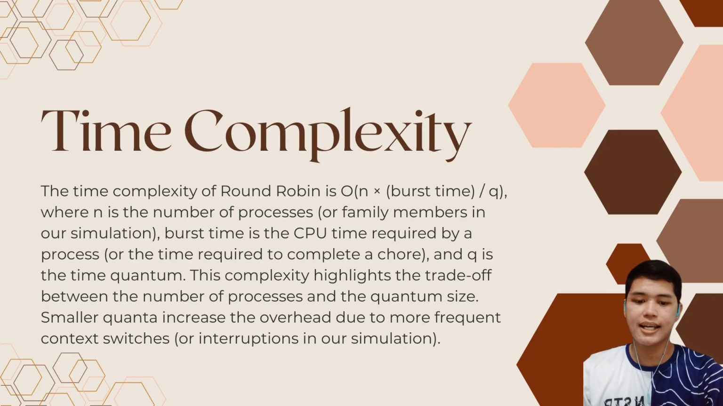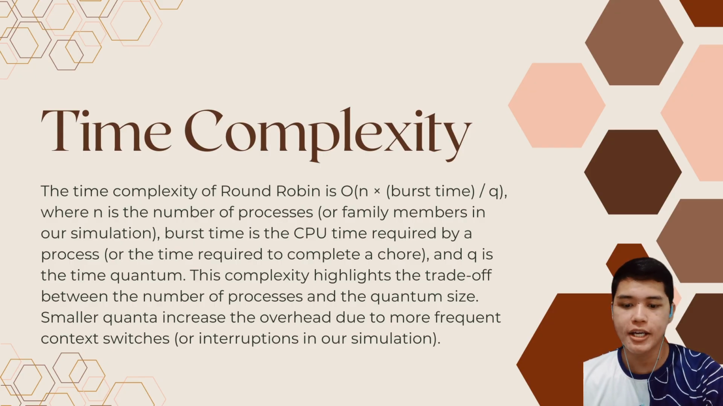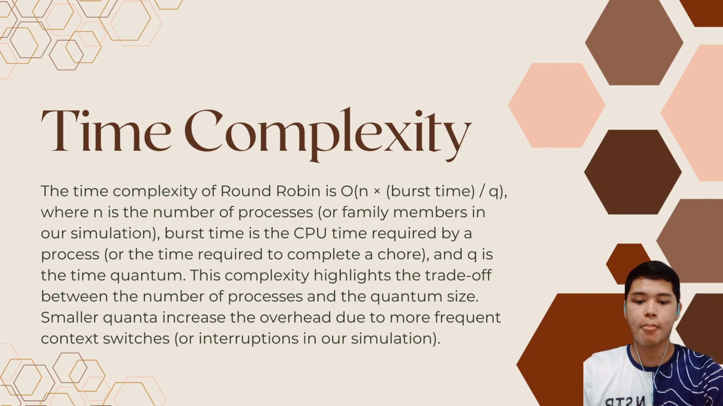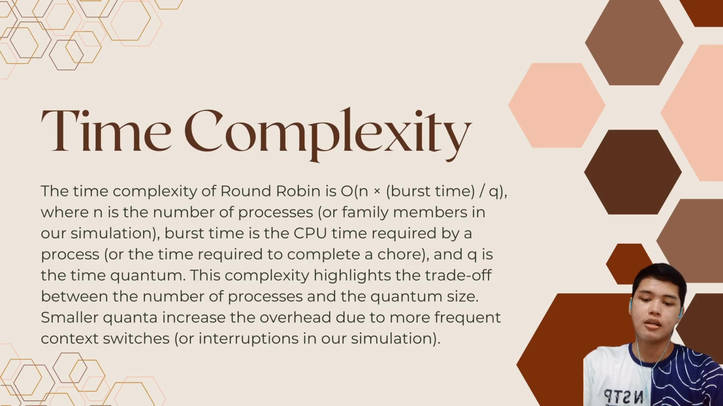Now let's discuss the time complexity of the round robin algorithm. The time complexity of round robin is big O of n times burst time over Q, where n is the number of processes or family members in our simulation. Burst time is the CPU time required by a process or the time required to complete a chore, and Q is the time quantum. This complexity highlights the trade-off between the number of processes and the quantum size. Smaller quanta increase the overhead due to more frequent context switches or interruptions in our simulation.